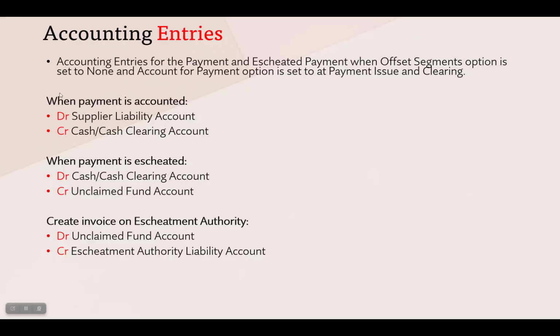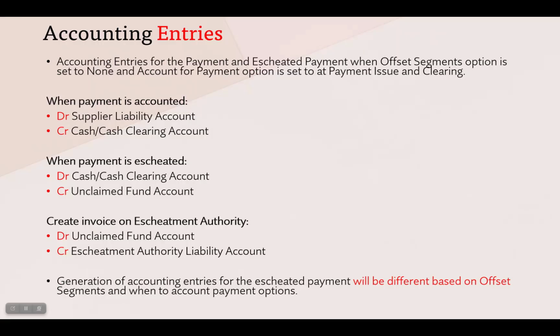So again, for the escheatment payment, cash clearing will be debit and unclaimed fund will be credit. In case you create the invoice, the debit will be unclaimed fund and credit the escheatment authority liability account. This is a summary of the accounting entries, in case you apply the escheatment process only for the AP payment, or for the AP payment and the AP invoice.